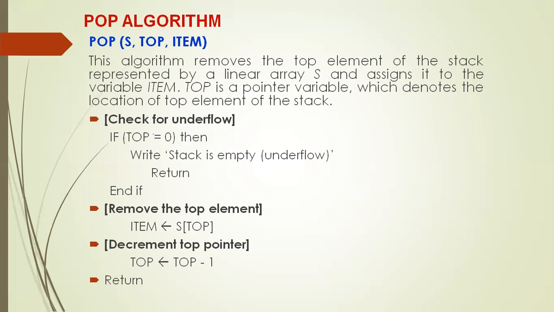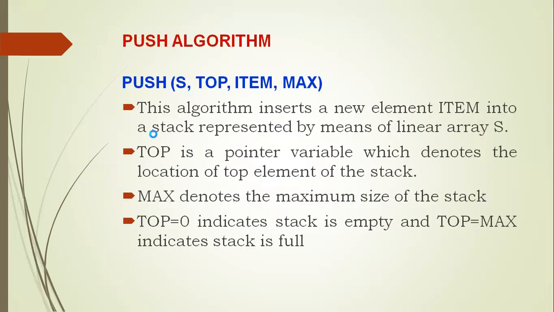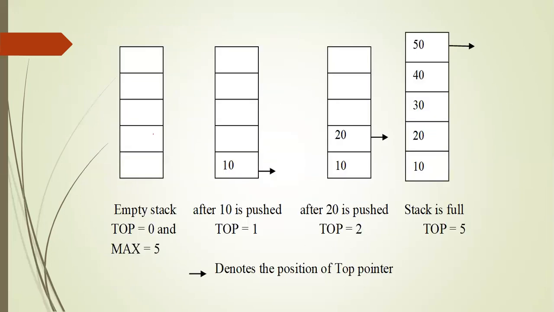First condition. Top equal to 0, what is the meaning? No elements are there in your stack. Then what is the question of deletion? So that condition we call underflow. In that case, write the message stack is empty and return. Otherwise, you take this example. You take the last picture where elements 10, 20, 30, 40, 50 have been added. When 10, 20, 30, 40, 50 have been added, top will be how much? 5. Max is how much? 5.